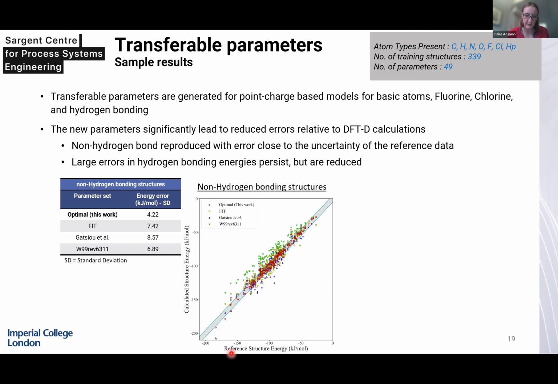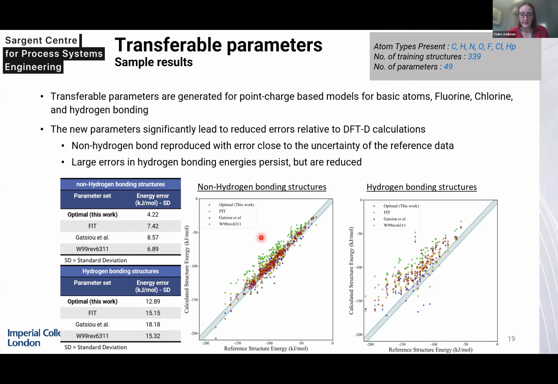So this is the energy of the reference structures versus the calculated energies. And you can see here we're doing quite well. But in terms of the hydrogen bonding structures, we're not doing so well. And it's something that we're working on in the group now to try and improve.